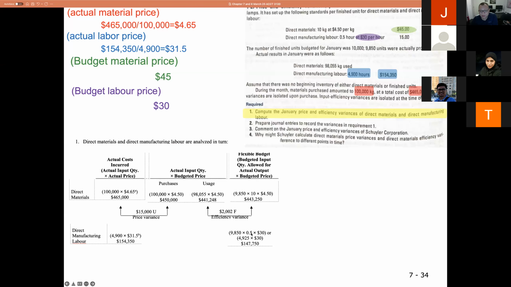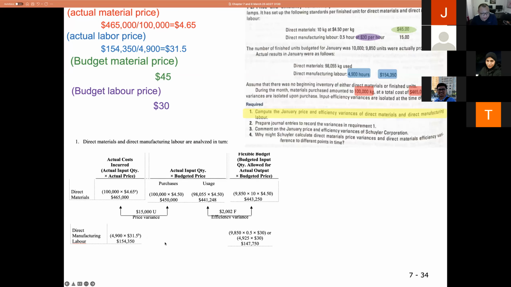980.50 times 0.5 hours per labor hour per lamp, and times $30 per labor hour. That's the cost, right? This is my flexible budget. And in the middle, for labor there's always one number, right? Only for materials can you separate purchase from usage. For labor, you can't separate purchase and usage because there's no labor inventory. You have a materials inventory, but you don't have a labor inventory. So the purchase always equals the usage for labor.